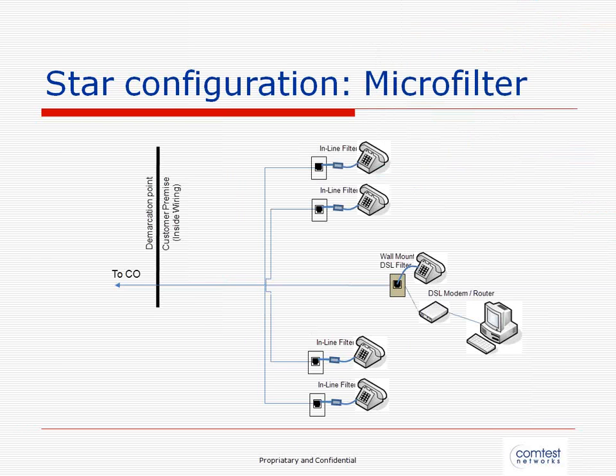Similarly, microfilters can be used with the star configuration. Each line segment is now connected in parallel to the line to modem connection and is therefore considered a bridge tap. In the daisy chain configuration, we were able to achieve an ideal situation by moving the modem to the end of the line. Unfortunately, that is not possible in the star configuration given the parallel connections.